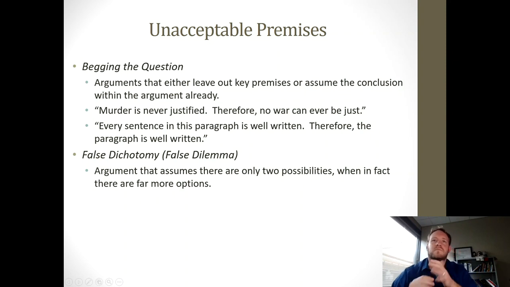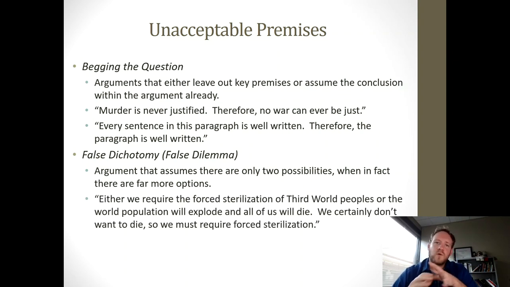Another one that's kind of important and common, and a lot of the time more common than we should expect or hope, is an argument that assumes there are only two possibilities when in fact there are far more options, right? False dilemma, false dichotomy. So here's an example. Either we require the forced sterilization of third world peoples, or the world population will explode and all of us will die. We certainly don't want to die, so we must require forced sterilization.